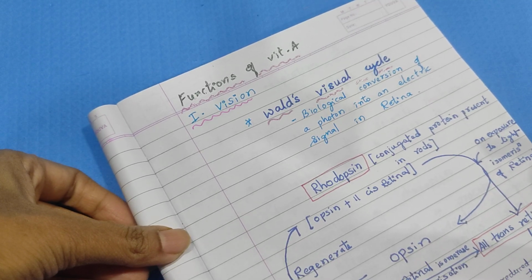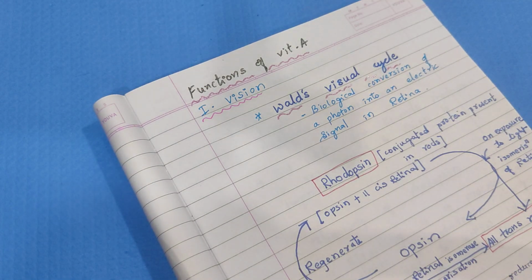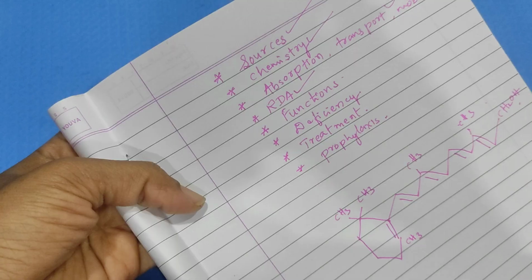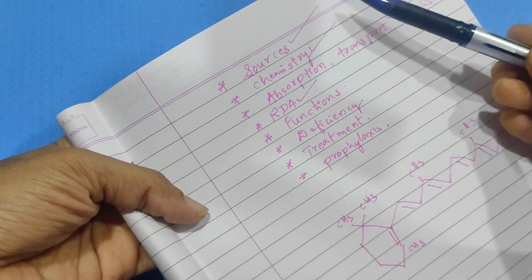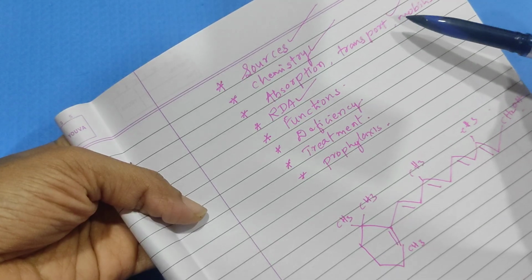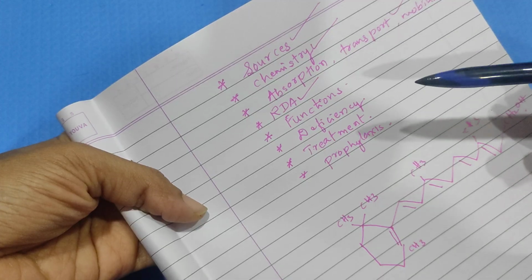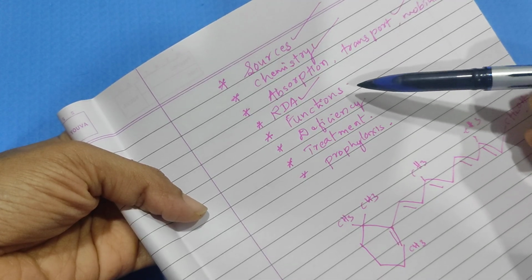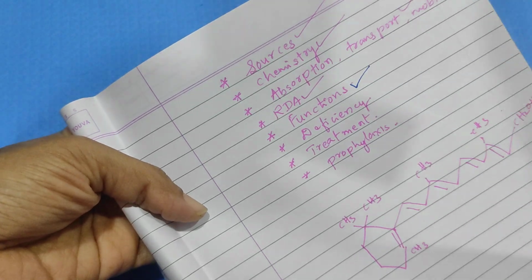In the last video we had discussed about vitamin A. So we covered the sources of vitamin A, chemistry, absorption, transport, mobilization and RDA of vitamin A. In today's video I will be discussing about the functions of vitamin A.